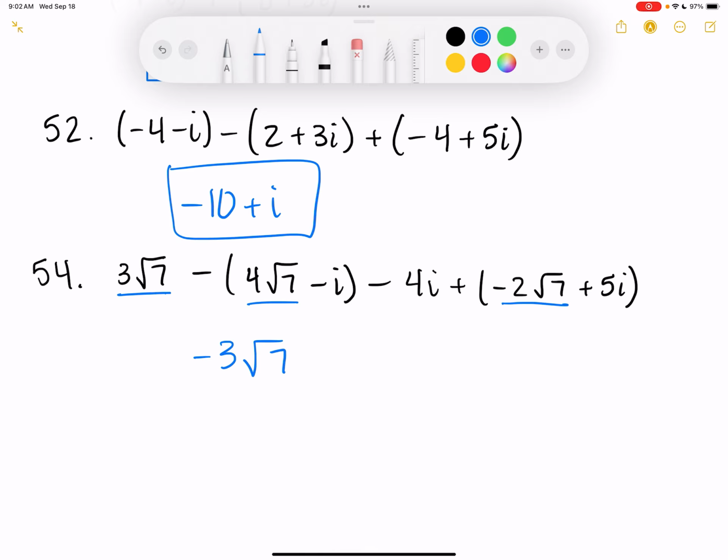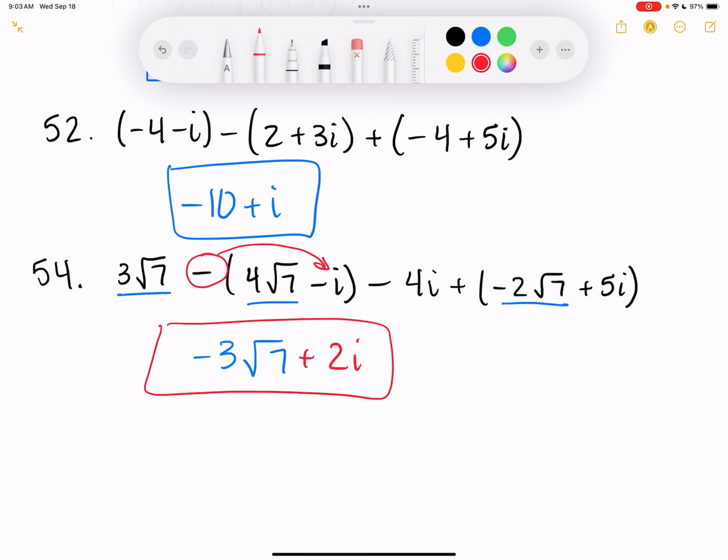Now, critical thing to remember here is this negative sign also has to go over here. So negative times negative i is positive i. So I have i minus 4i, which is what? Negative 3i, plus 5i is 2i. So that would be your solution on one like that.